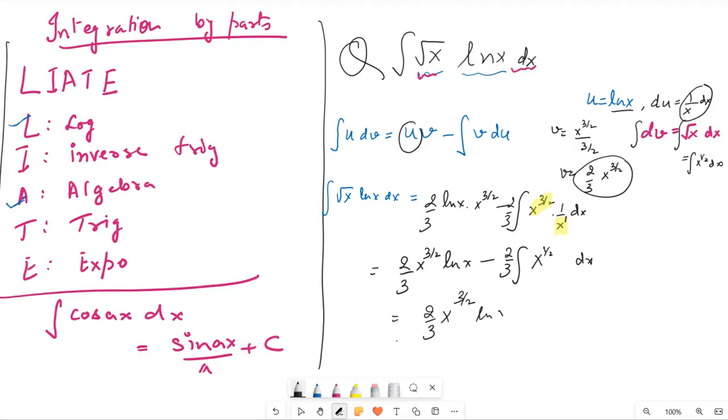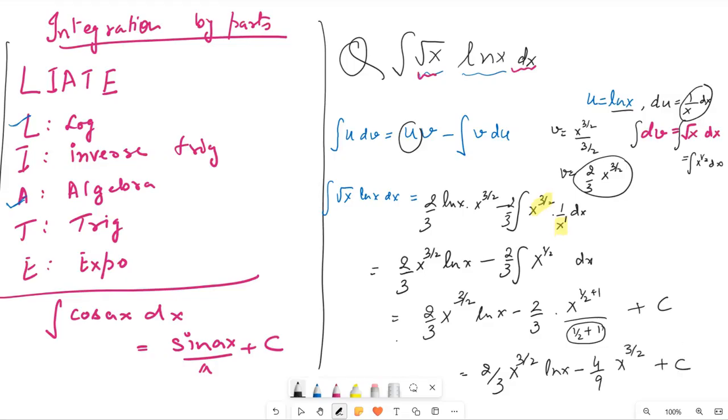There's no integral left in here. The only integral is this, and that's an easy integral. Half plus 1 over half plus 1, so that is plus c. 2 by 3 x to the 3 by 2 natural log of x minus this thing is also 3 by 2. It's going to flip, make 2 by 3. So it's 4 by 9 x to the 3 by 2 plus c. So this is your final answer.